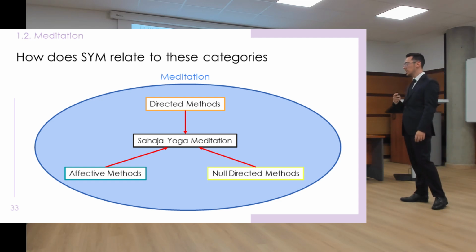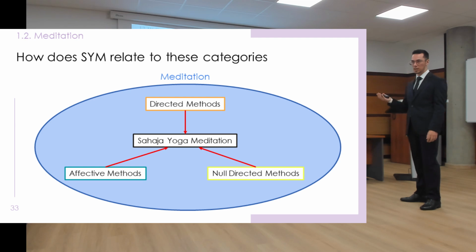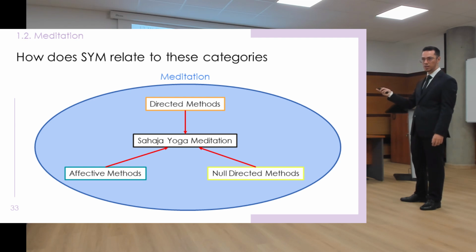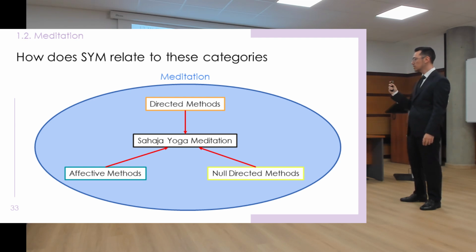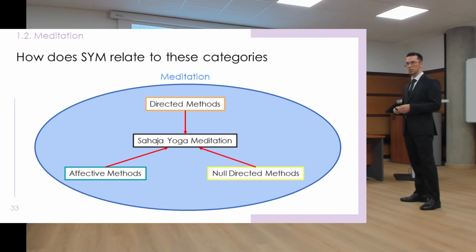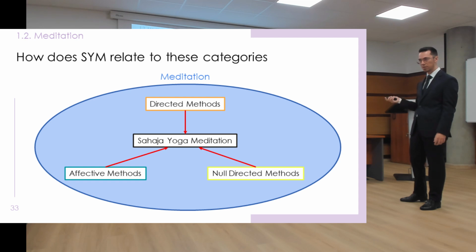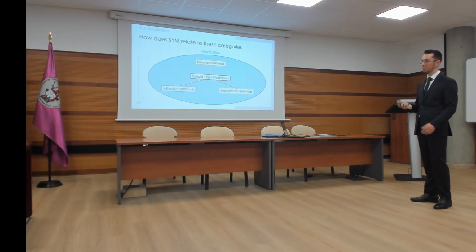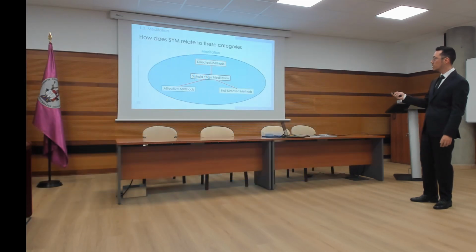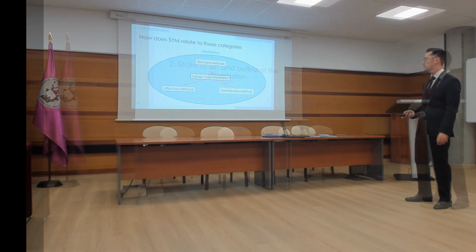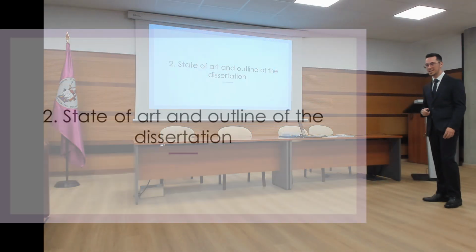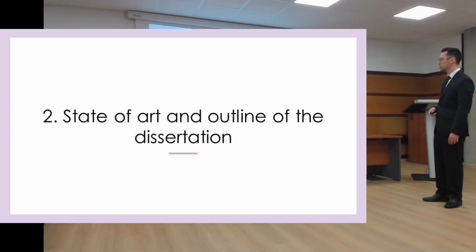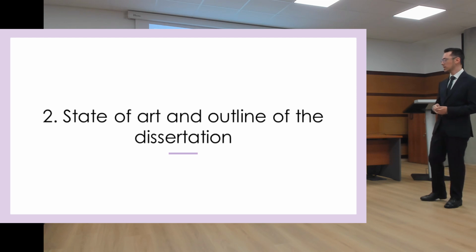First, for example, the interiorized attention to the subtle body can be related to a directed method. Also, focusing on specific parts of the subtle body involves the enhancement of specific emotions or feelings, like an affective method. And then we also have the state of mental silence, where practitioners perceive very few or no thoughts at all, which could be compared to a non-directed method. So, now that the basics have been presented, I will show you the current state of the art regarding this research.